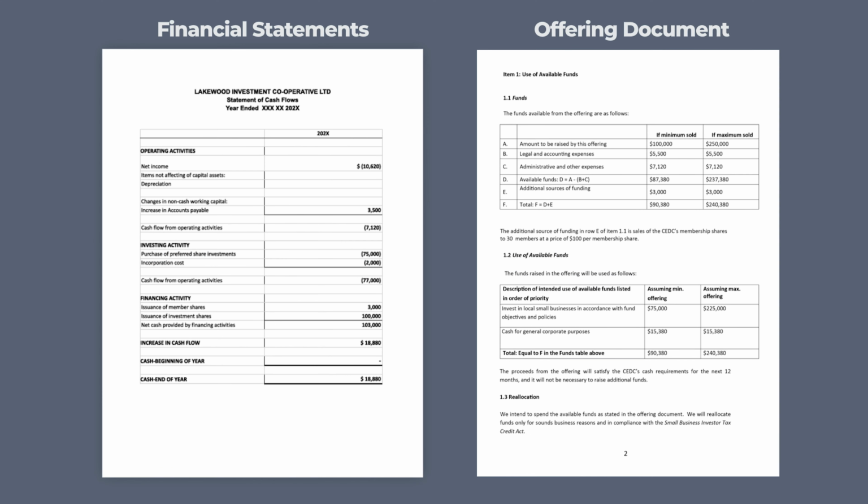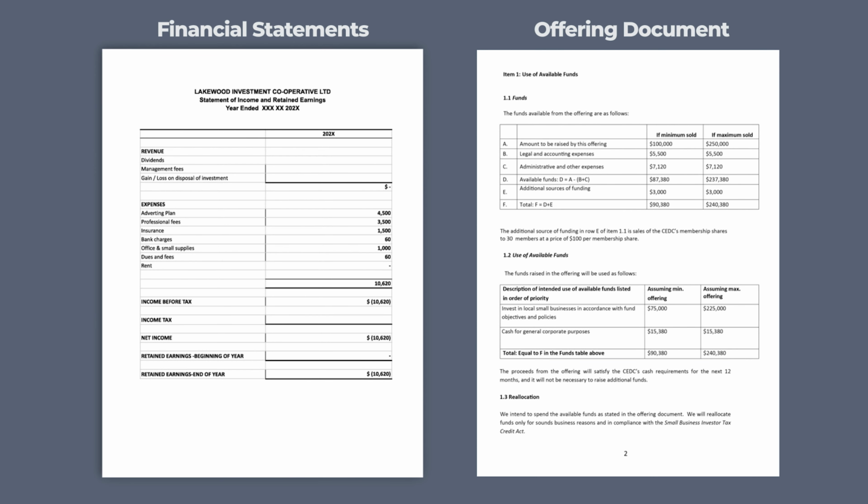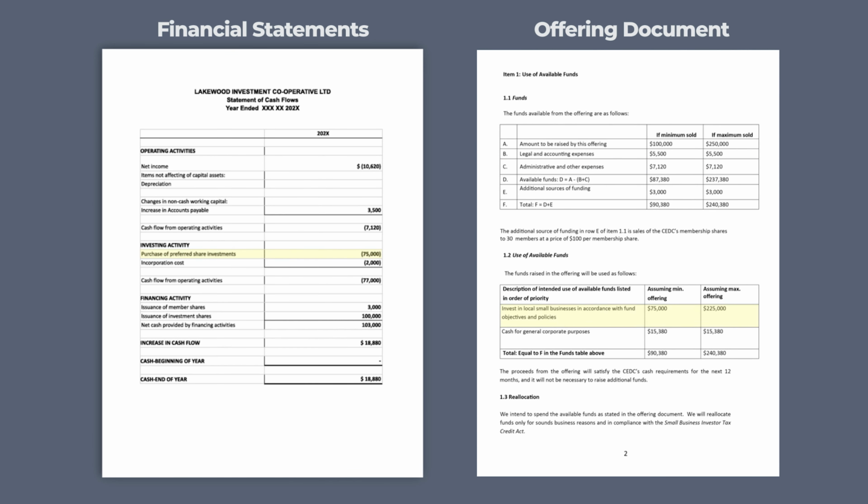Here, you can see our fictional CEDC's financial statements show that the anticipated cash flow from financing the CEDC is the same as the minimum amount to be raised in Item 1 of the offering document. Likewise, the anticipated expenses for the first operating year are consistent with the legal, accounting, and administrative expenses in Table 1.1 and the use of available funds in Table 1.2.